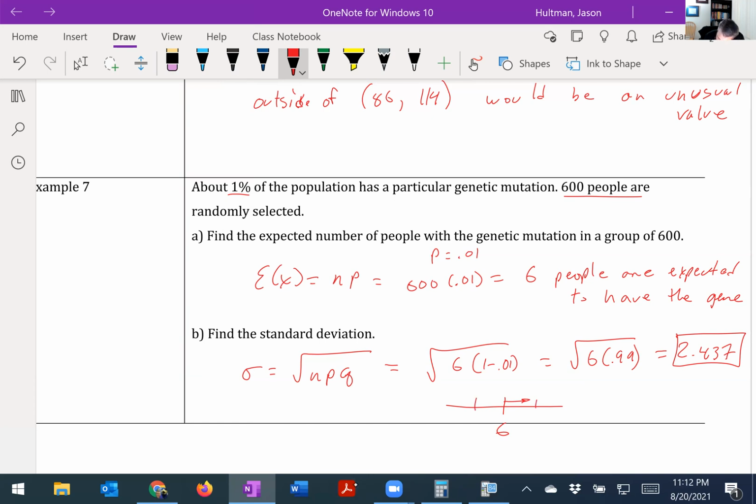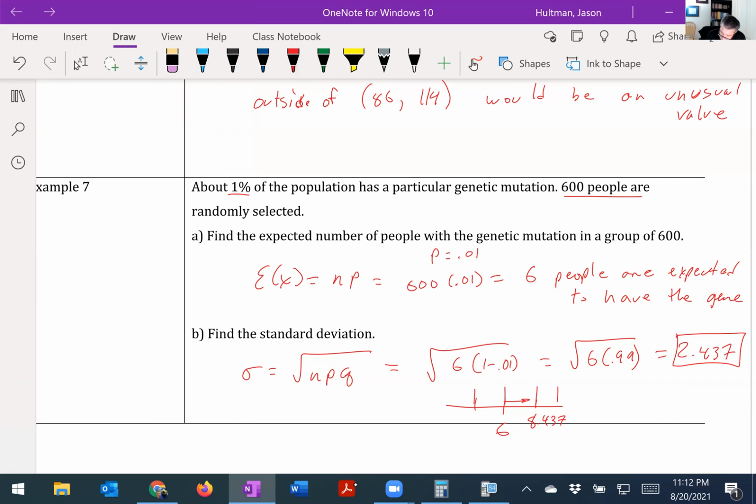So this is going to be 8.437, and then 6 minus that. We have this nice little distribution here. It's discrete, it's not continuous. We could get this distribution here, and the average is at 6.